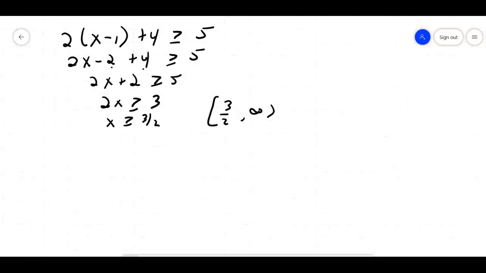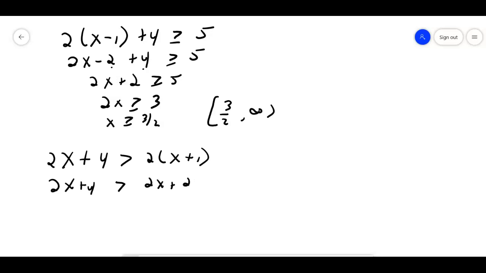One thing to keep in mind, I'll just run through a real simple one. Let's say 2x plus 4 greater than 2x plus 2. Right, now what would you normally do here? I would normally subtract 2x from both sides. And you see what's going to happen. This is kind of a weird one.